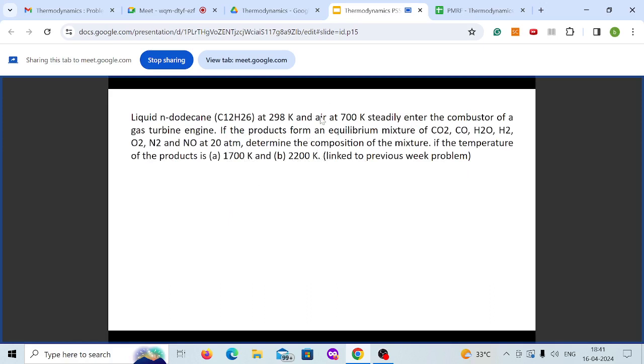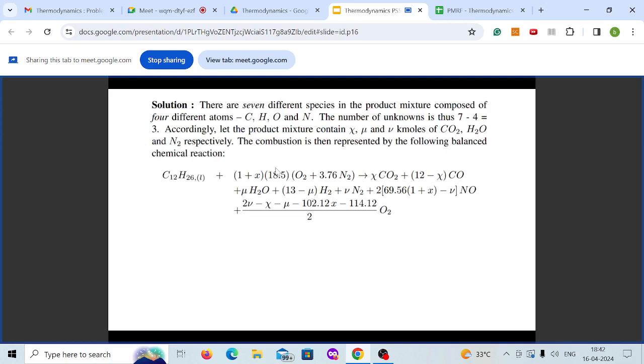If you see this problem, we solved it in the previous week, doing a balance for dodecane, and we found out the theoretical value of air which is used and so on. So here we solve the same problem for an equilibrium mixture, and similarly at the same temperatures of 700 Kelvin and 2200 Kelvin. So we will see how to proceed with this.